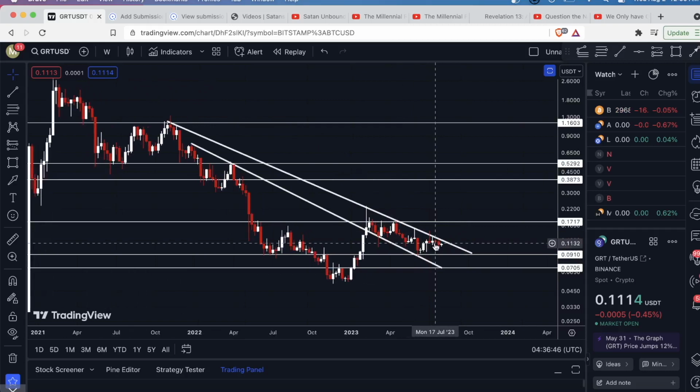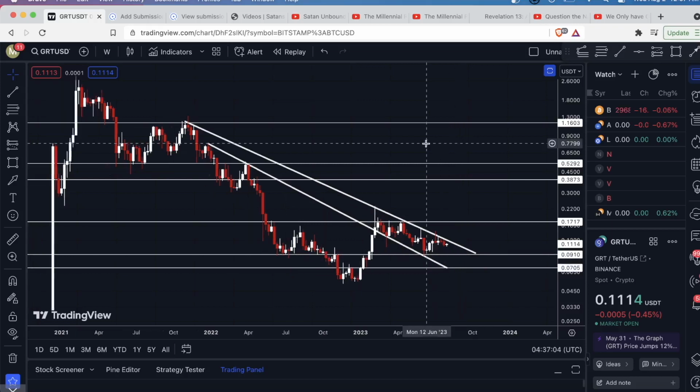Basically, right now, the price is within a very tight range here. So you have this level of support here, the horizontal line around 9 cents, and this down-sloping level of resistance, and the price is just ranging within here. If this level drops, I expect the price to come down here.